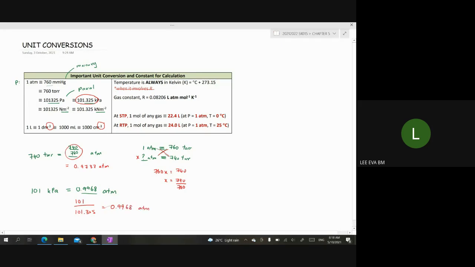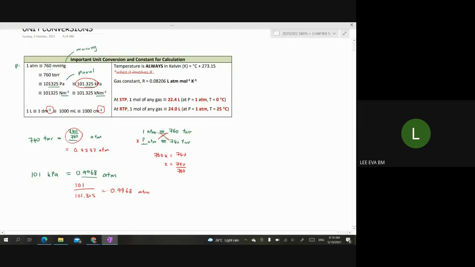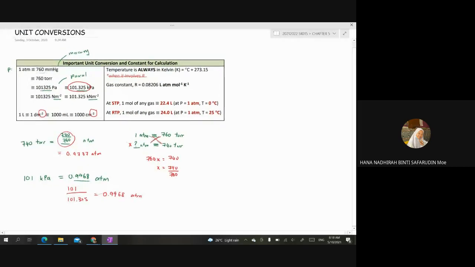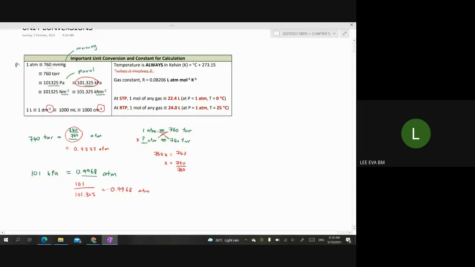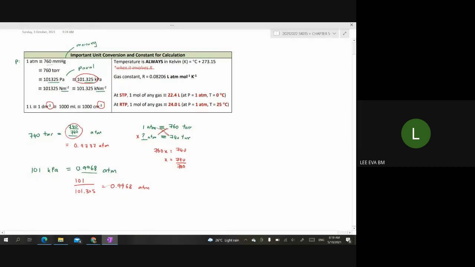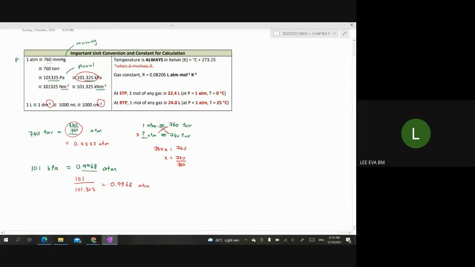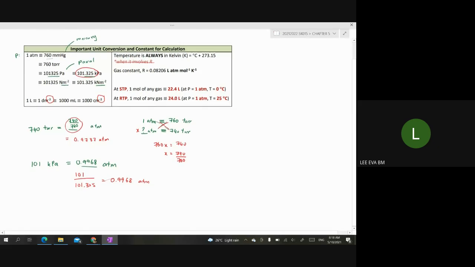Ingat jangan round off terus jadi 1 ATM. The value will be very different. Okay. So is everyone good over here? Good. Okay. So madam nak bagi tahu kenapa kita belajar unit conversion sebab dalam PV = nRT pressure will always be in ATM. That's why it's important for you to know that.